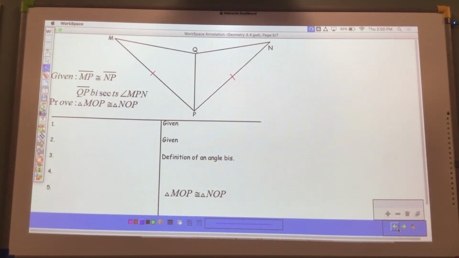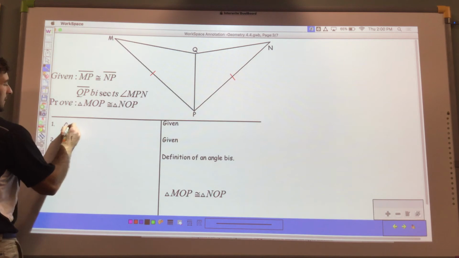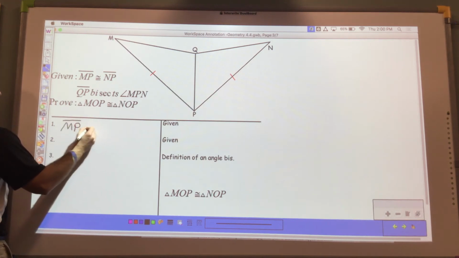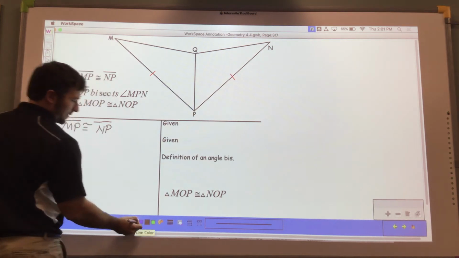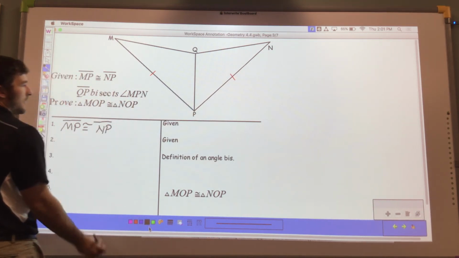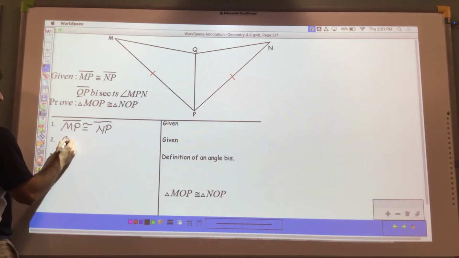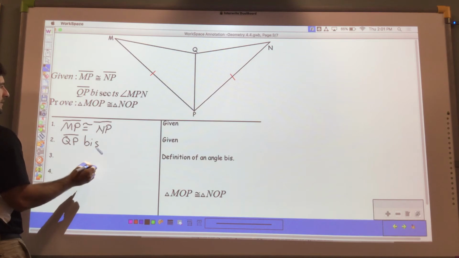So let's use that. Another proof. Prove triangle MOP is congruent to triangle NOP. Start with the givens, of course. So we have segment MP is congruent to segment NP. And we're going to mark that. So MP and NP. Oh, it's already marked for me. Perfect. Then we have a bisector, it looks like. So start thinking about, what is that bisector going to do?